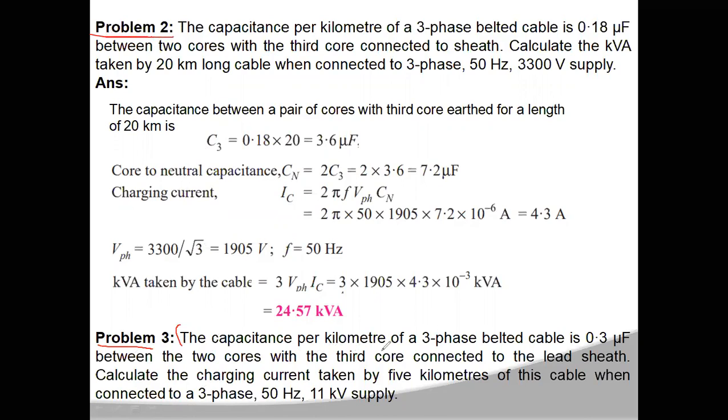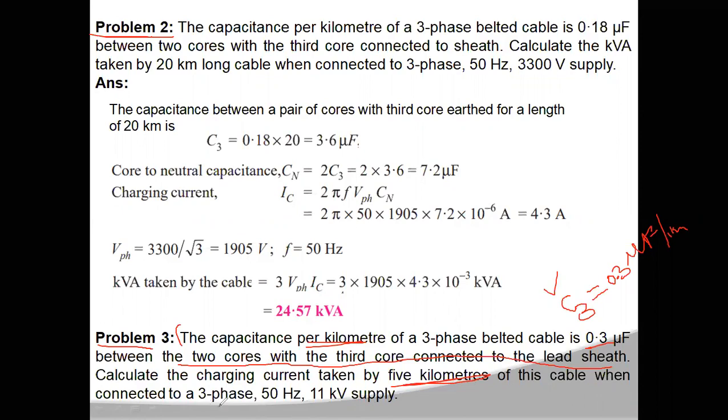The capacitance per kilometer of a three-phase belted cable is 0.3 microfarad between two cores with the third core connected to the lead sheath. That means the C3 value per kilometer is given, which is 0.3 microfarad. Now calculate the charging current taken by 5 kilometers of this cable. The C3 value given is for 1 kilometer, so for 5 kilometers you have to multiply this value by 5. So 5 into 0.3 is the C3 value actually. Then you have to calculate the charging current.